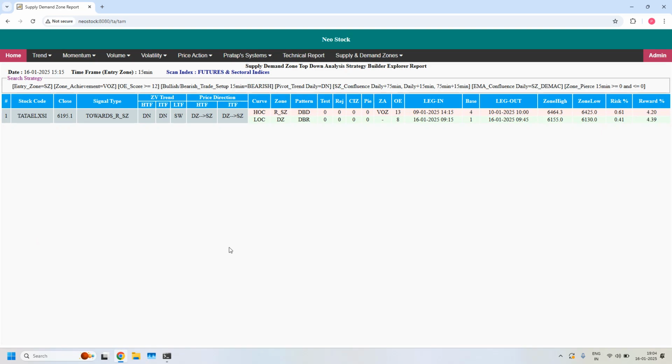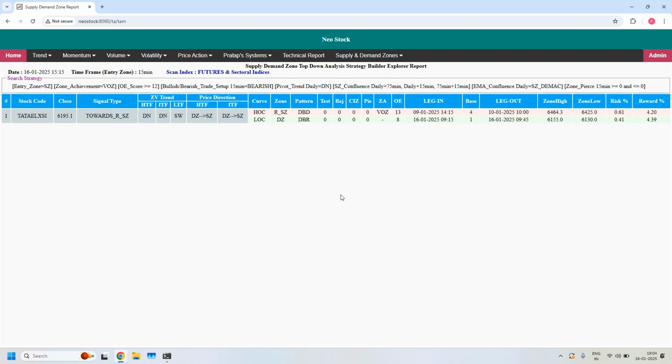So this is an even more high probability trade setup, because this 15-minute supply zone is part of the 75-minute supply zone, both together part of the daily supply zone. So that way it is a high probability, and that daily supply zone is having daily EMA confluence. So this is the bearish trade setup for daily income trade.